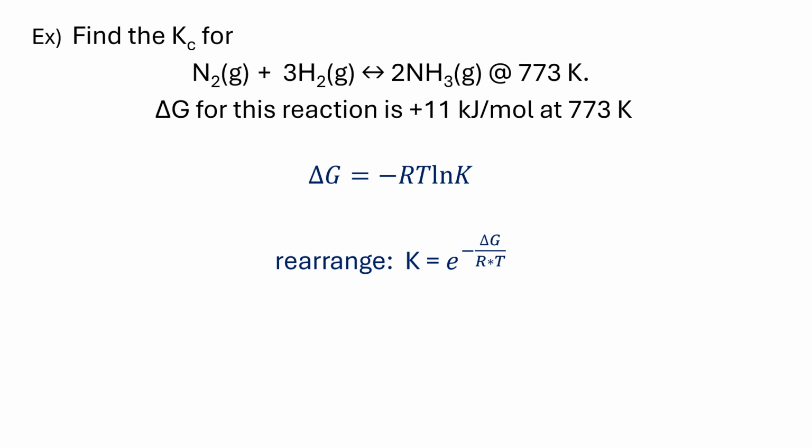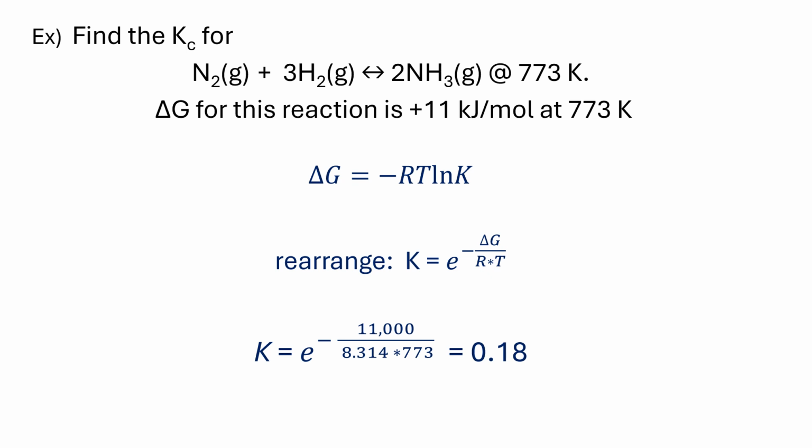And so once we get to that point, it's just a matter of, again, plug and chug. And so we get K equals e to the negative 11,000. Make sure you're careful about changing those kilojoules to joules, because our R value is going to be based in joules. I didn't bother with labeling units here because K is not going to have a unit. And then once we do all the math there, we get about 0.18.